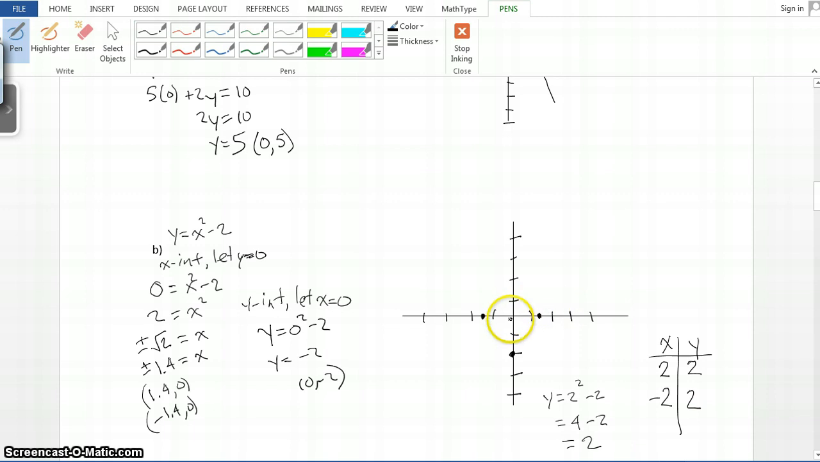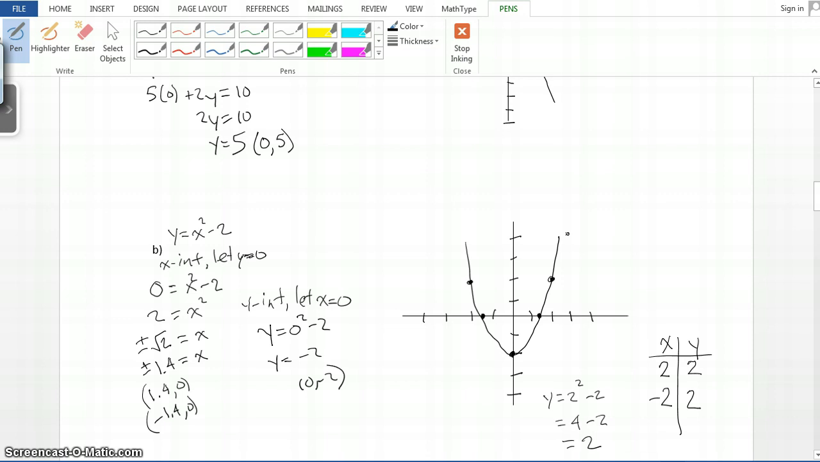So let's plot those last ones and draw this parabola. When x is a positive 2, y is positive 2. When x is negative 2, y is still positive. And remember, when you draw a parabola, it should be a nice, smooth curve, just like that.